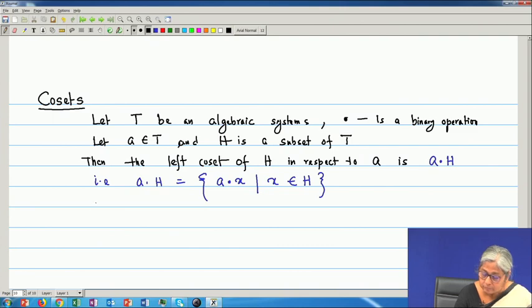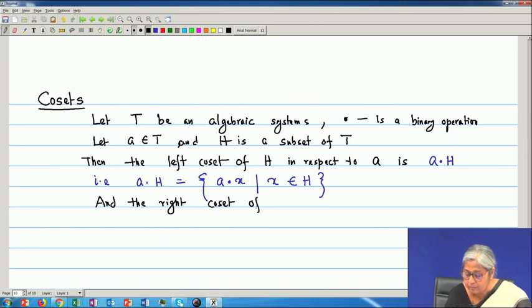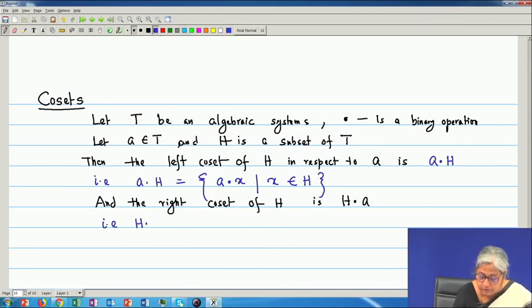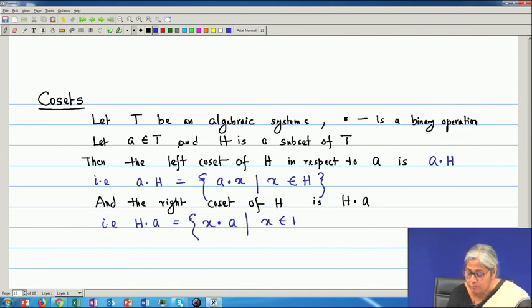Now, similarly, the right coset of H with respect to A is H dot A. That is, we can write H dot A as all elements x dot A, for all x belongs to H. So, these are the two things, the left coset and the right coset of H, where H is a subset of T.